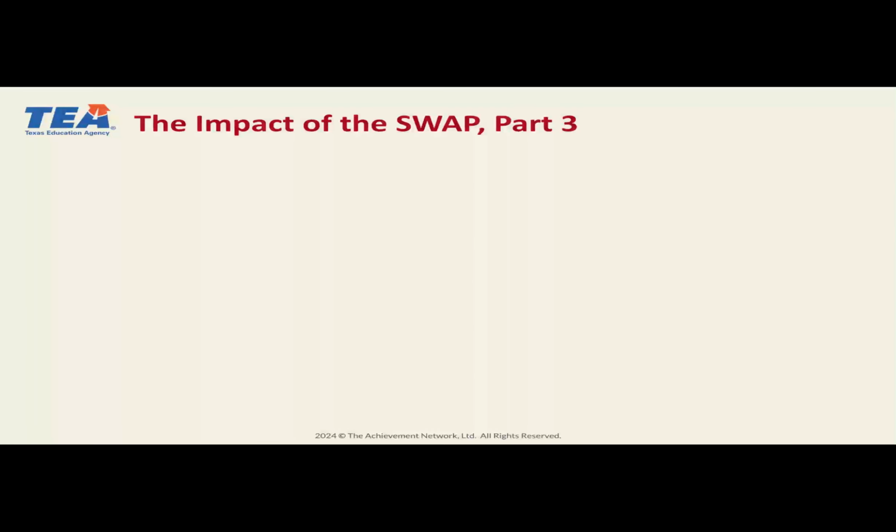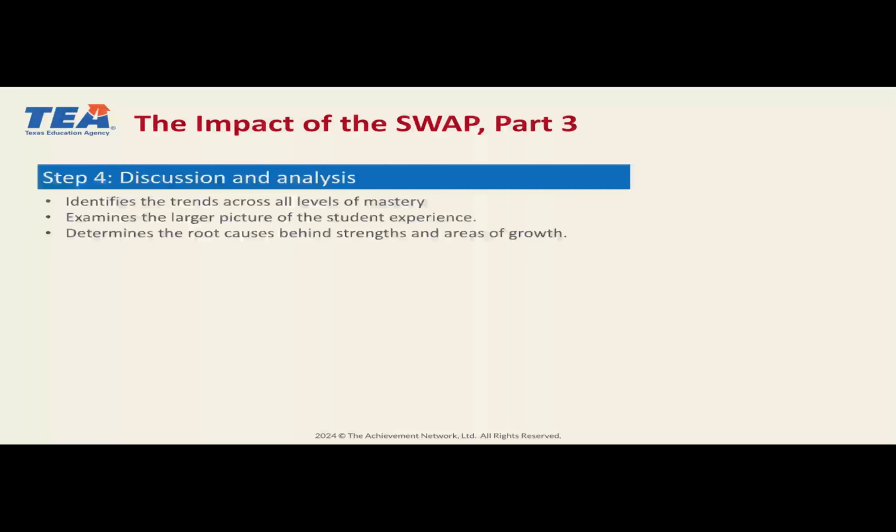Let's look at steps 4 and 5. To me, steps 4 and 5 are the most important. After you've sorted into 3 piles, this is to really provide an opportunity to identify trends across all levels of mastery and spend time examining the larger picture of the student experience. For example, teachers and coaches can begin to determine the root causes behind strengths and areas of growth.